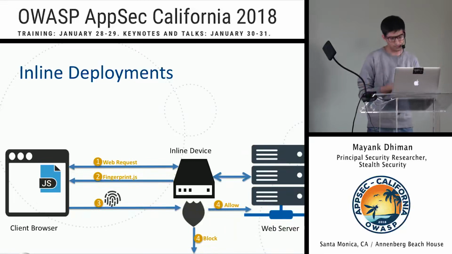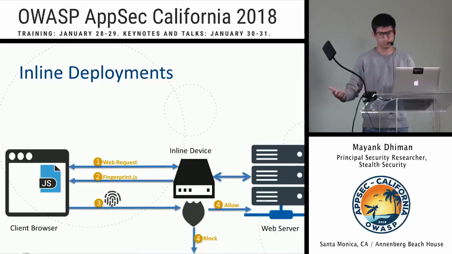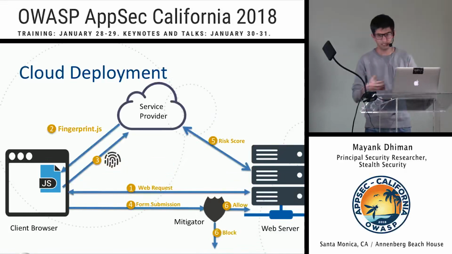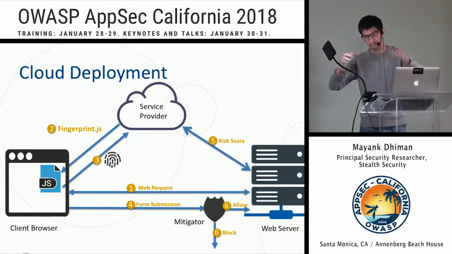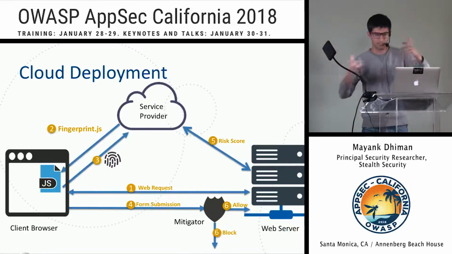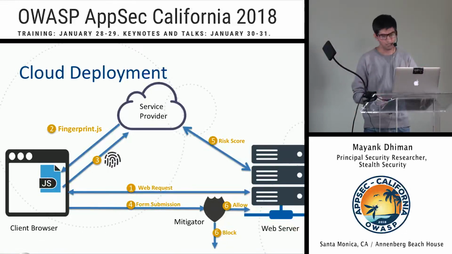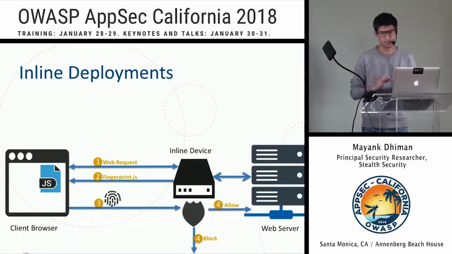So in this case, once you fetch the web page, the inline device which sits in the middle injects this fingerprint.js file automatically. In the previous scenario, you actually had to change the web application, and insert the script tag to load the JavaScript file from the cloud provider. So you had to change the application a little bit. In this scenario, the application developer has no idea what's going on. The inline device automatically injects this JavaScript in the page, right?